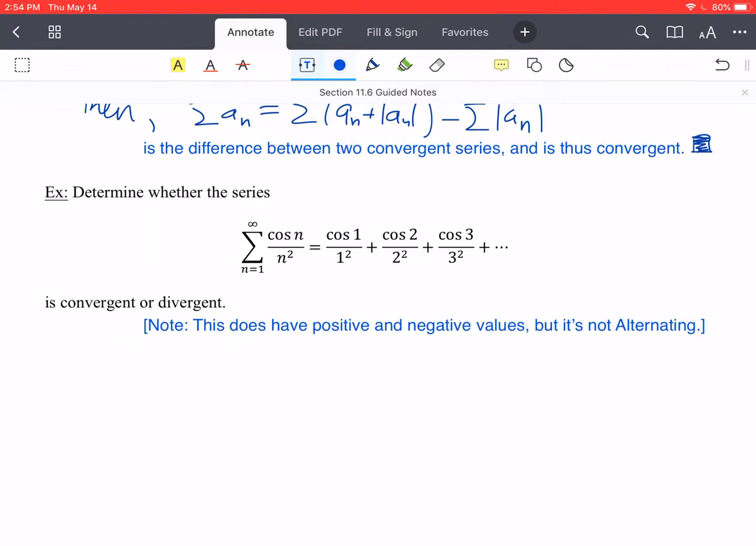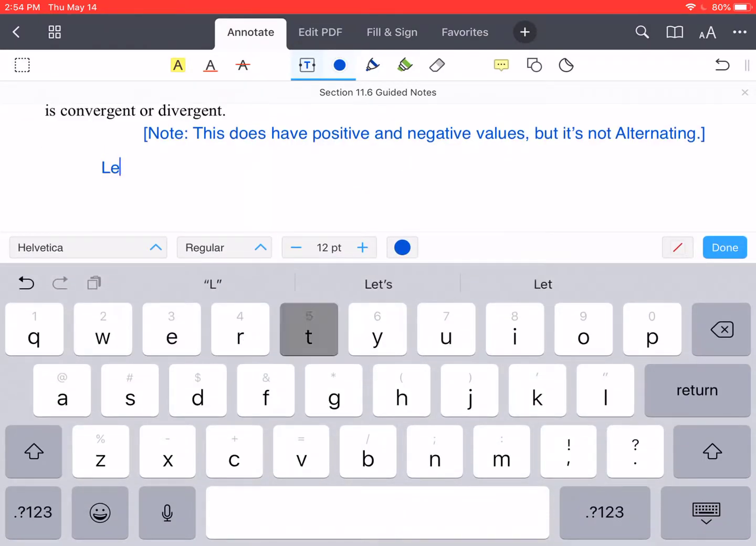Okay, it is not an alternating series because even though some values are positive, some are negative, it doesn't have any specific order to it. It's not going like, negative to positive to negative to positive like that. So it does have positives and negatives, but it's not alternating. So we couldn't perform the alternating series test here even if we wanted to. So let's use the comparison test.